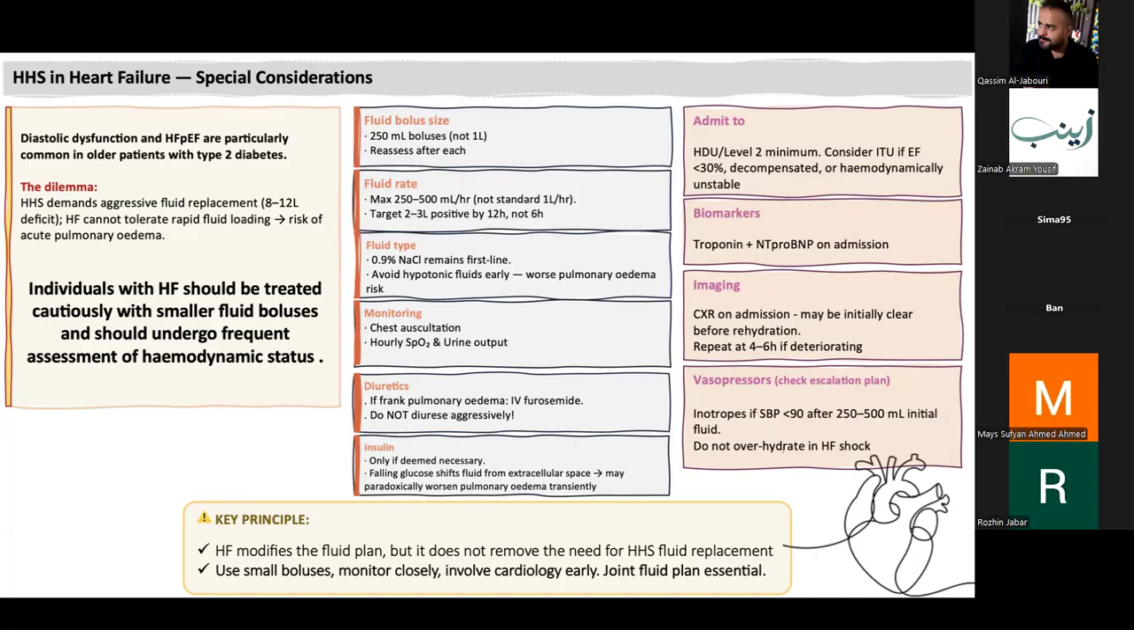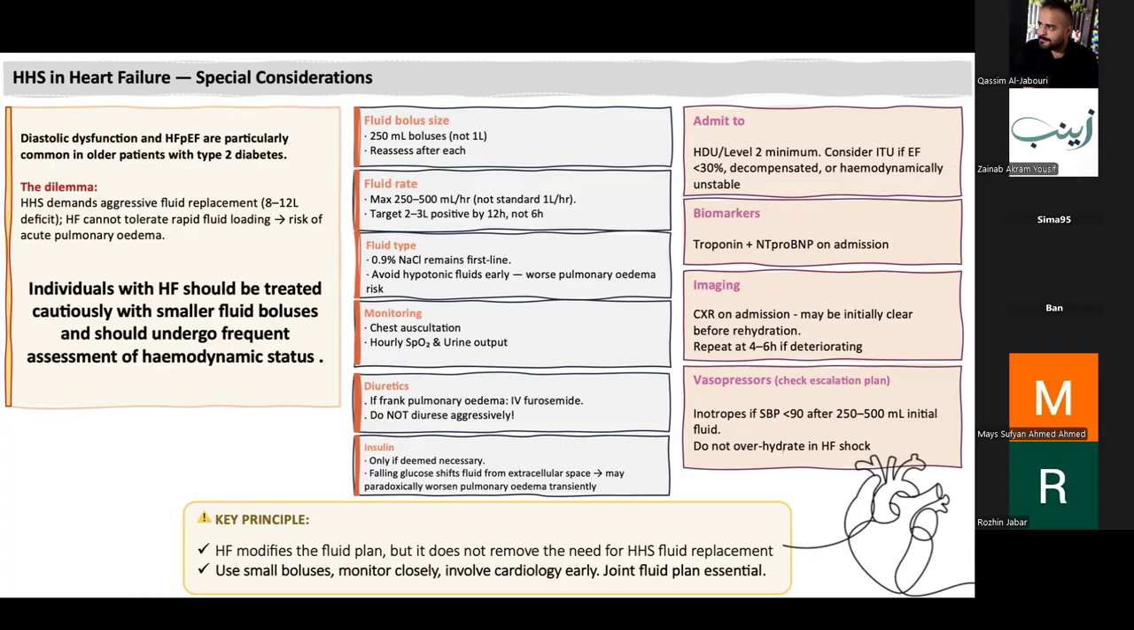So in heart failure, the key principle is to modify the fluid plan, but that does not mean you have to stop the fluid. You just need to modify it and cautiously administer it by using small boluses and regularly monitoring. Does this answer your question, Qasim, regarding heart failure? It's clear, Doctora. Thank you so much. Any question?